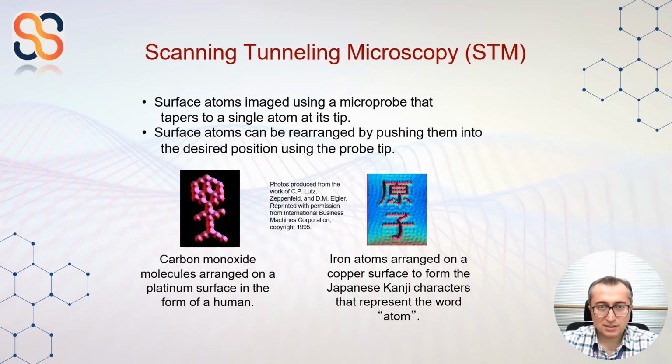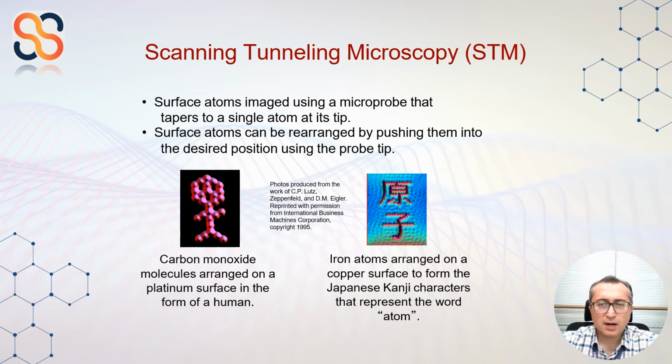Next, let's discuss scanning tunneling microscopy, or STM, which is an exceptional technique for imaging surfaces at the atomic level. STM uses a microprobe that tapers to a single atom at its tip to image surface atoms. This unique design allows the probe to get extremely close to the surface, enabling it to detect individual atoms.